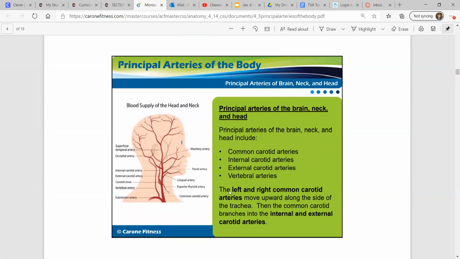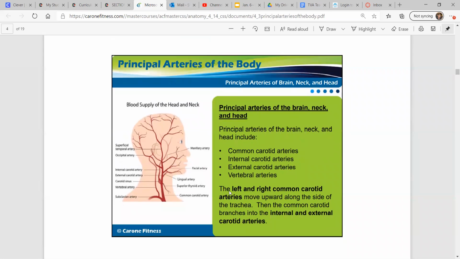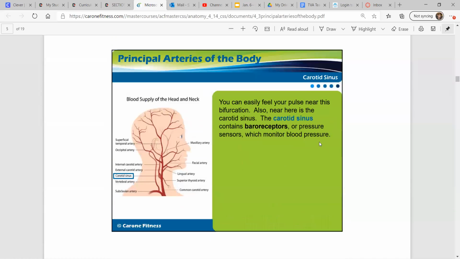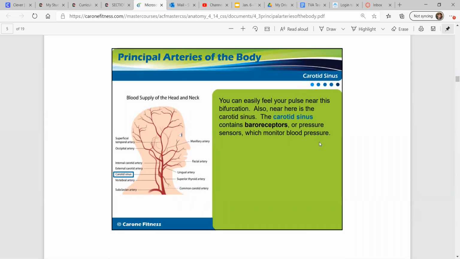Principal arteries of the brain, neck, and head. Those include common carotid arteries, internal carotid arteries, external carotid arteries, vertebral arteries. The left and right common carotid arteries move upward along the side of the trachea. Then the common carotid branches into the internal and external carotid arteries. And you can easily feel your pulse near this bifurcation.